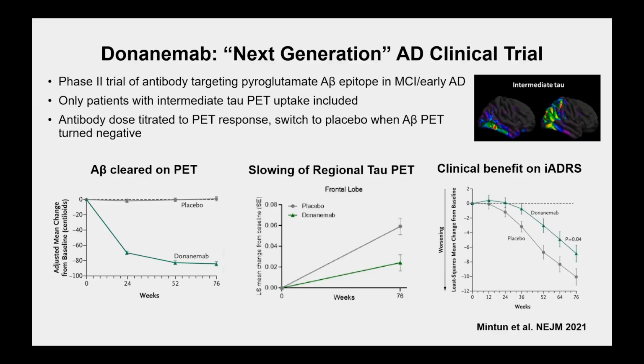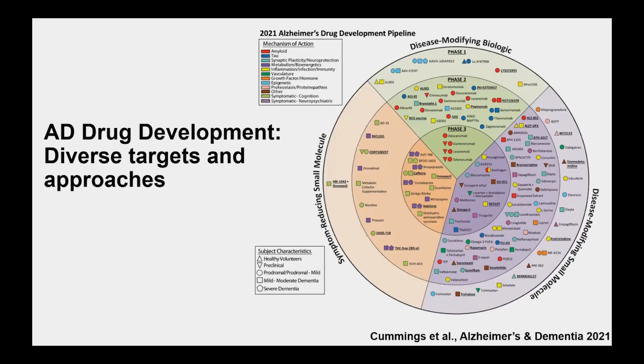And importantly, with this particular antibody, the treatment was really only until the PET scan turned negative, and then people switched to placebo. So it's hard to imagine treating people for years and years with an antibody that costs tens of thousands of dollars. But if you imagine just treating people for a year and a half until they clear the amyloid from their brain and then just watching them, that's something that is much more tenable from a public health perspective.